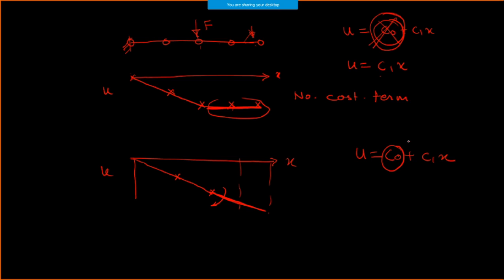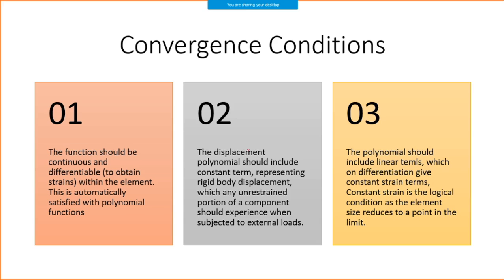You need to have each and every term in your polynomial whenever you select a shape function. But this constant term has its own importance. Don't miss this constant term from your polynomial whenever you are formulating any elemental equation, so that it shows the rigid body displacement.